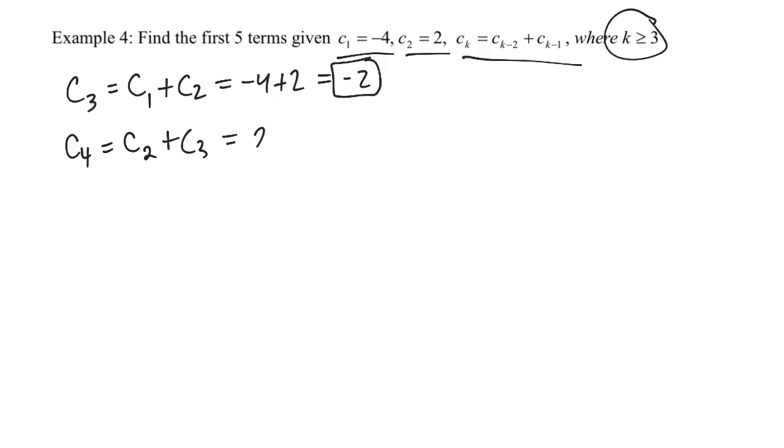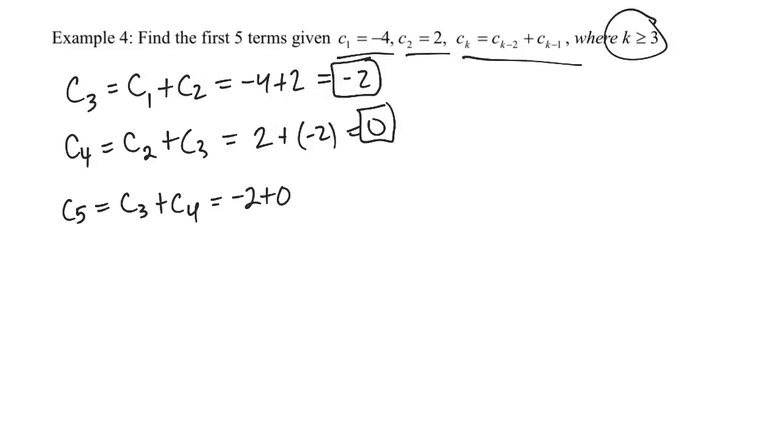So c sub 4 is going to equal c sub 2 plus c sub 3. c sub 2 is 2, and c sub 3 is -2, and so this is going to give me 0. And so now I've got the first 4 terms. I'm just after one more, and so I'm going to let k be 5, and that's going to give me c sub 3 plus c sub 4, which is going to equal -2 plus 0, which will be -2.